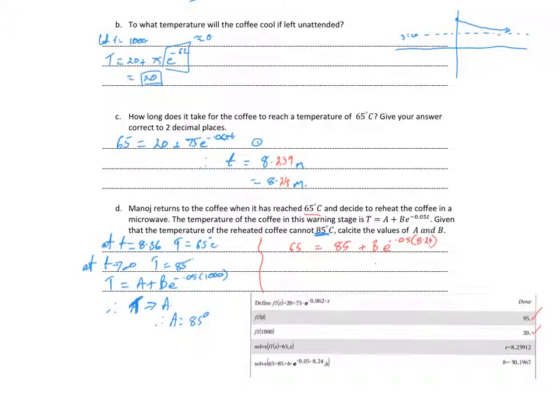And we can see on the calculator I've done that, and we get b is equal to negative 30. Doesn't really give us a degree of accuracy. We'll give it negative 30.2. Oh, it's not degrees, it's just a constant. So the b value is negative 30.2, the a value is 85. Okay? Go back, yes.